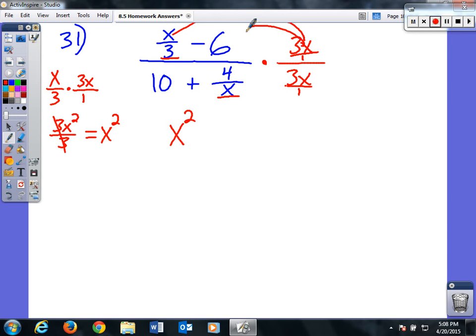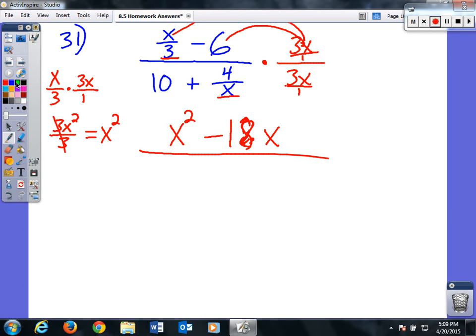Then we do 3x times negative 6. That is negative 18x. Over. Then we need to go on the bottom.